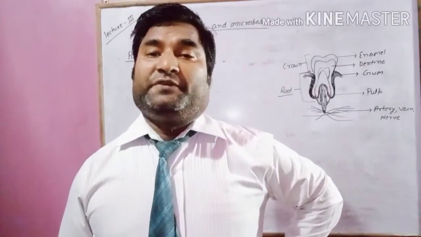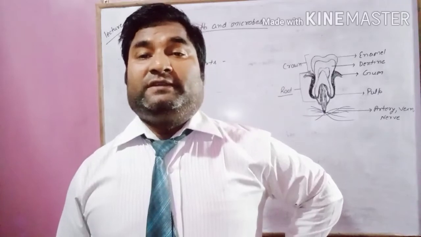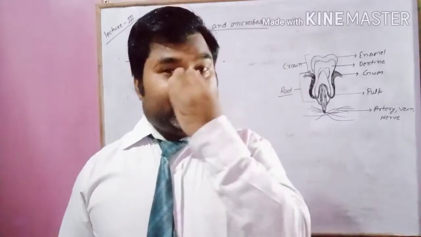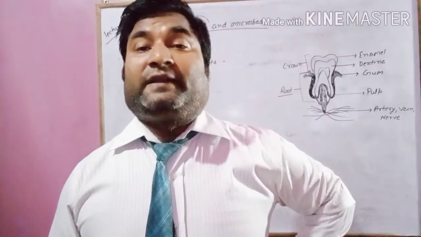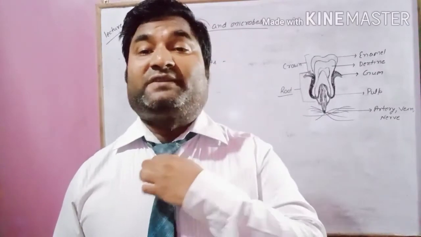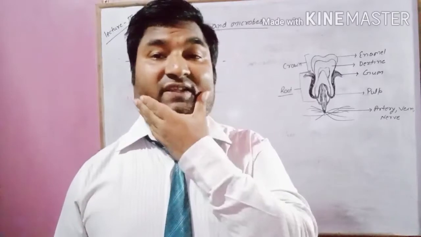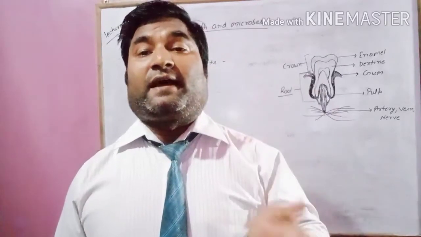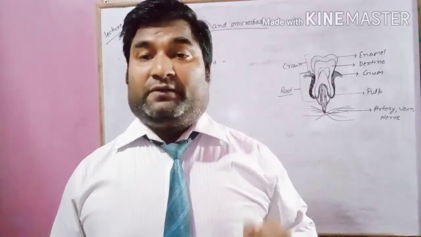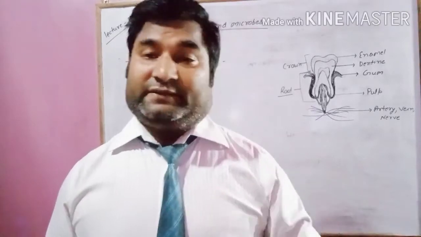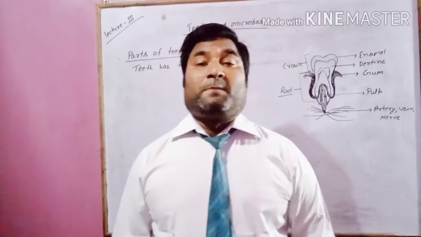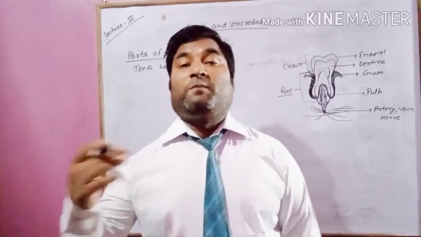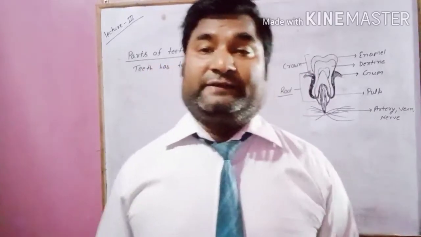This is the third video lecture of the chapter Teeth and Microbes. Till now we have discussed permanent teeth and temporary teeth. After that we have discussed different types of teeth like incisor, canine, premolar and molar. We have also discussed the number of teeth. In today's video we are going to discuss parts of teeth, meaning how many parts of teeth there are.